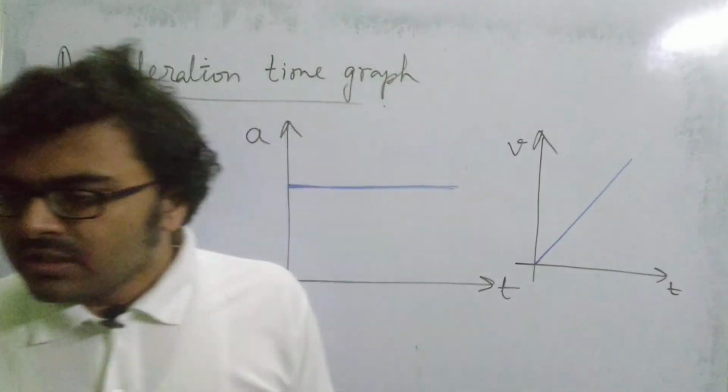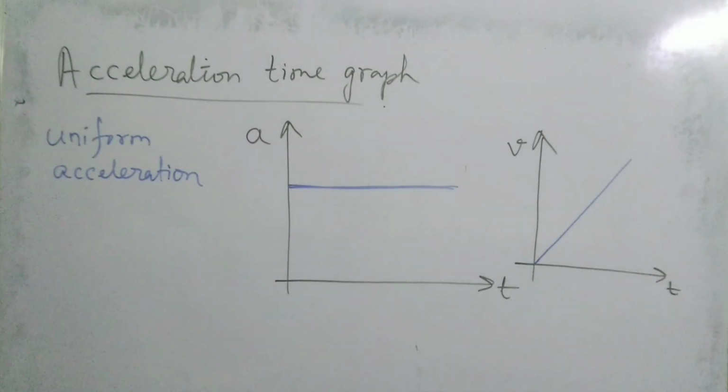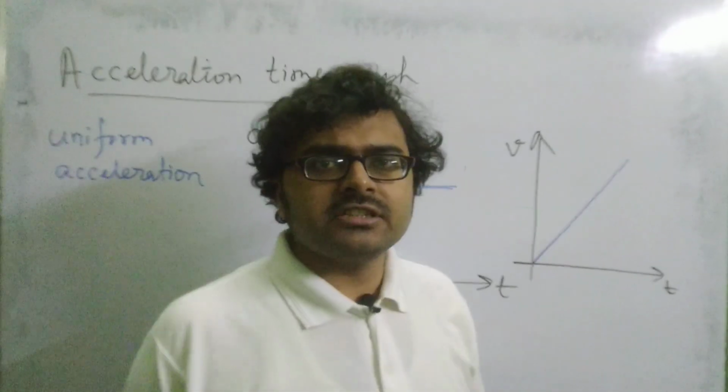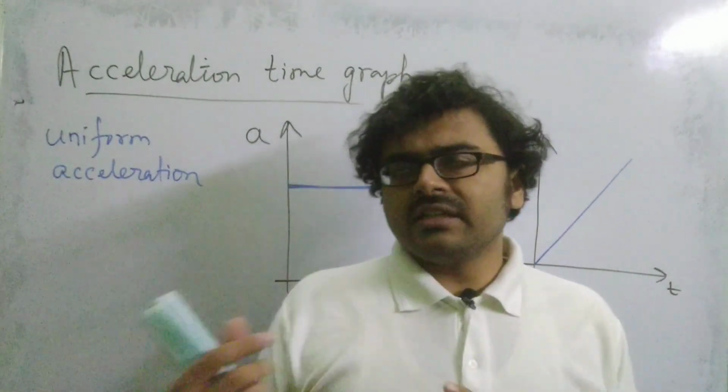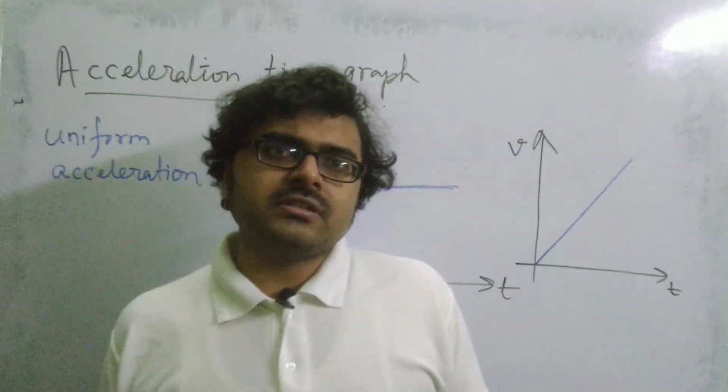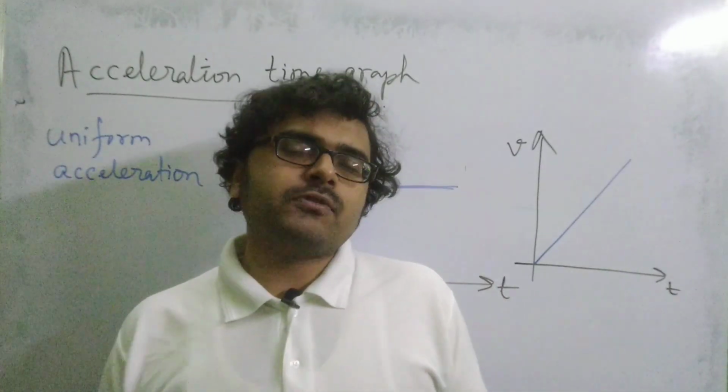Okay. Next we want to discuss what happens if the acceleration is increasing, that is, if the body is accelerating and the acceleration is now increasing. Initially, say the body has an acceleration of 2 meter per second square, then after some time the acceleration is 3 meter per second square, then after some time it's 4 meter per second square.